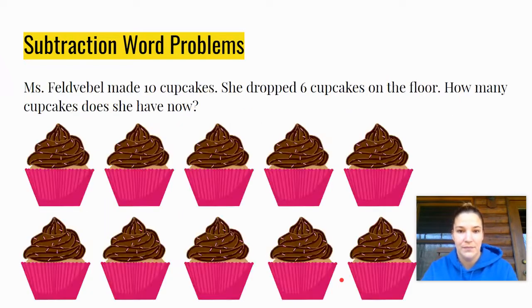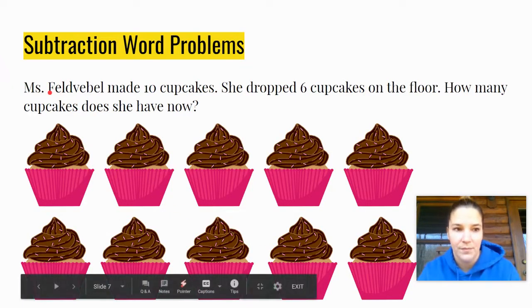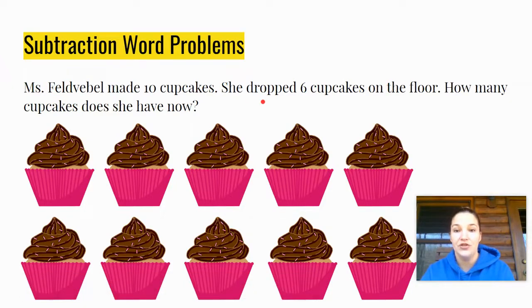Awesome job. Okay, one more. This one is about Miss Feldwebel. So it says Miss Feldwebel made 10 cupcakes. She dropped 6 cupcakes on the floor. Oh no. How many cupcakes does she have now? All right, so let's read it one more time, figure out what we're doing. Miss Feldwebel made 10 cupcakes. She dropped 6 cupcakes on the floor. How many cupcakes does she have now?